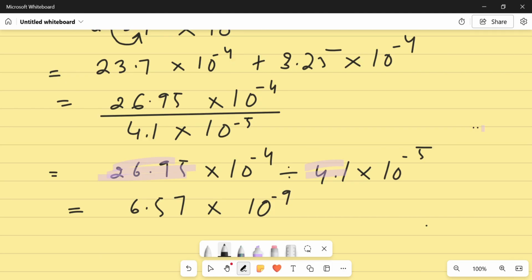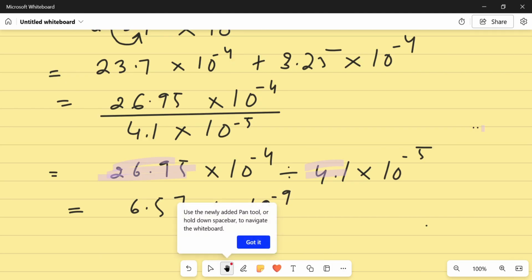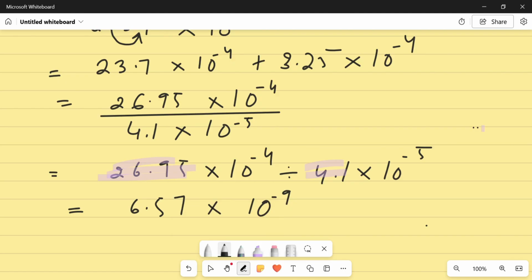Okay, students. So this one was basically 5, right? But not minus 5. This one was 5 here. So 6.57 multiplied by 10 to the minus 9. That is the answer. Now let's solve another question.